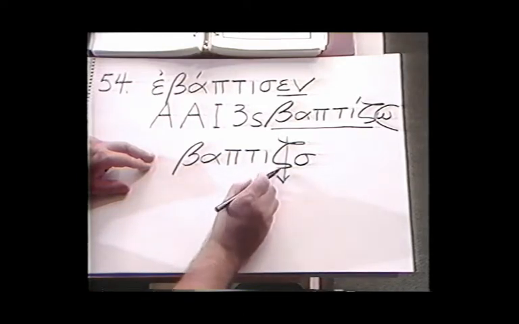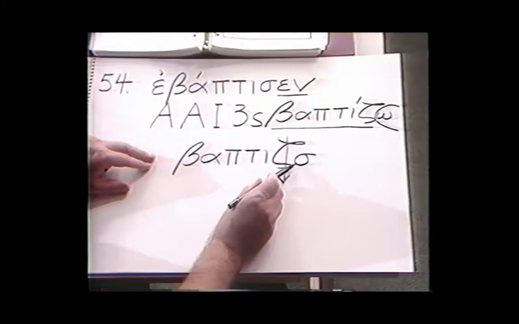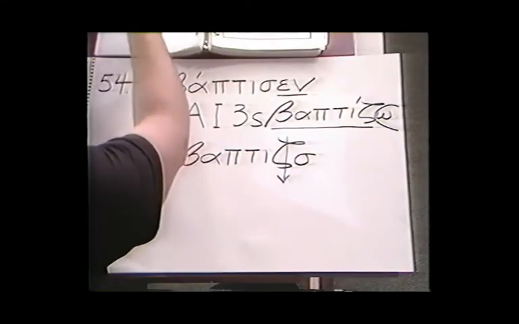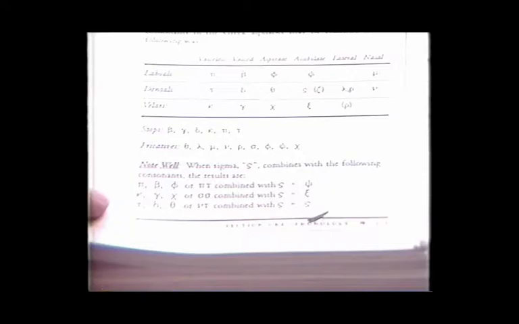There is a chart in section 1 of your grammar on phonology that explains what happens when certain consonants are followed by sigma. Let me refer you to that chart. If you'll look back in section 1, on page 1-6, at the bottom of the page, you will see a little chart that tells you what happens when certain letters combine with sigma.